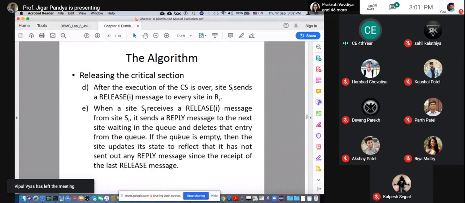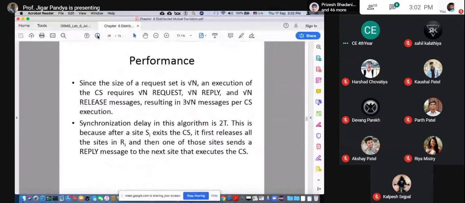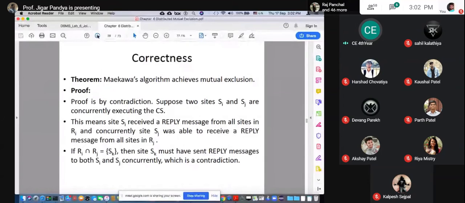If nobody is there in the queue, they have not clarified how exactly it will be done, but they say if there is nobody in the queue, the site updates its state. So it will have its own data structure to reflect that I am available, I have not sent a reply message to anybody, and likewise. Okay, so there is actually analysis on that, like performance, etc.